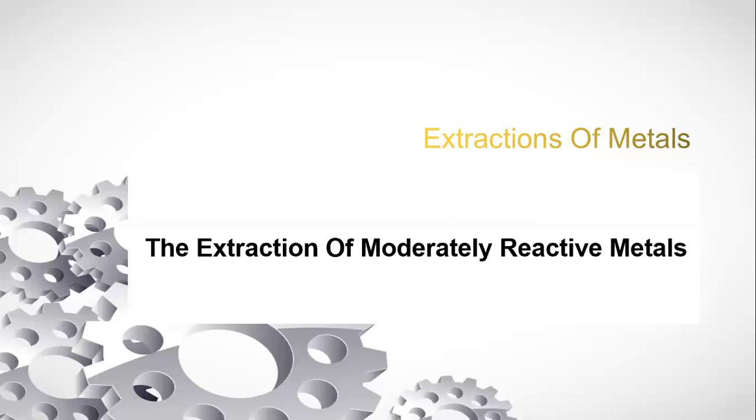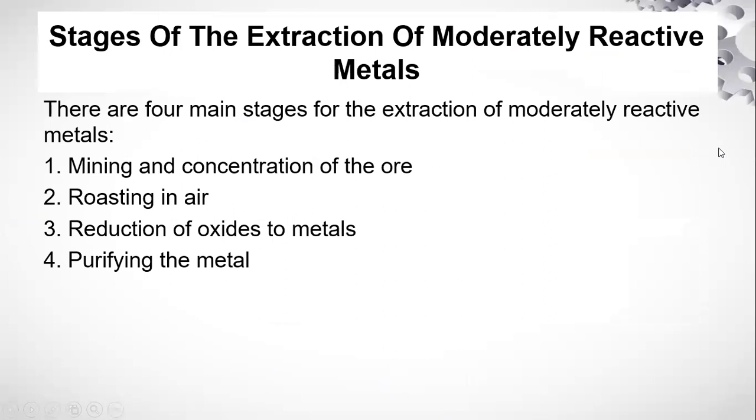Here we are going to see first the various stages of the extraction of all these moderately reactive metals. We know that moderately reactive metals are the metals that are found at the middle of our reactivity series. Some are highly reactive, for example calcium and potassium, but here we're talking about the moderately reactive metals like iron and copper.